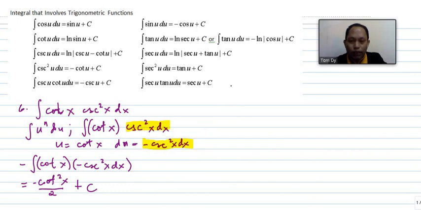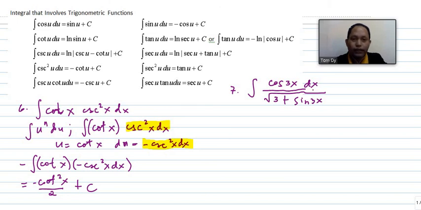About number 7, we will have another example. Let's say the integral of cosine 3x dx over the square root of 3 plus sine of 3x. Okay.